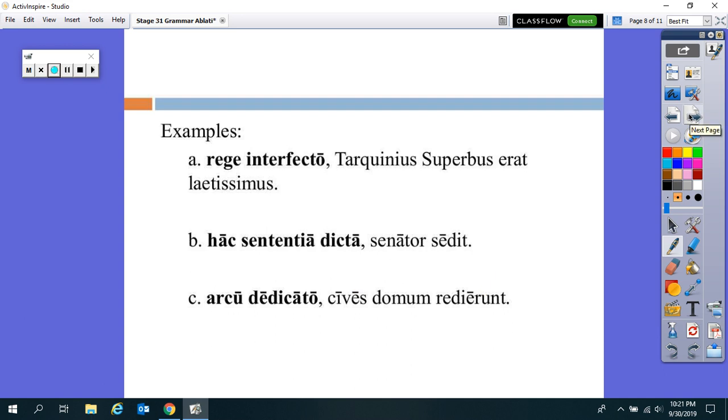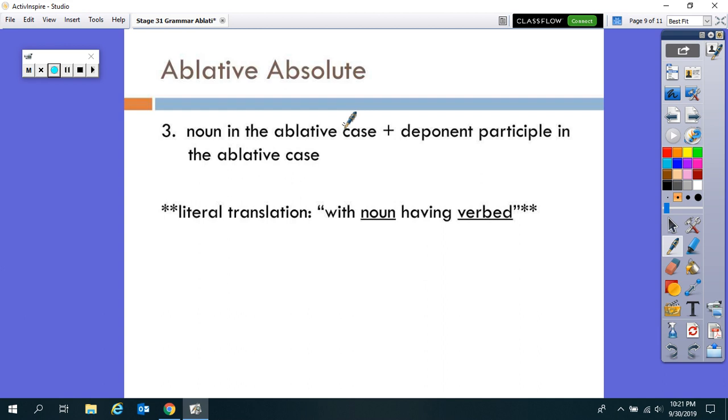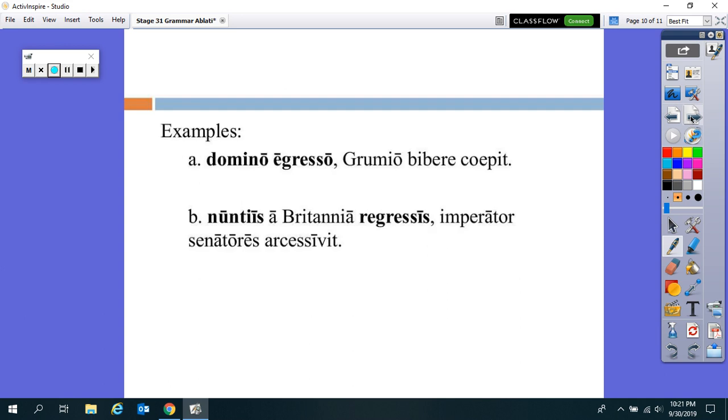Now let's take a look at our third possible combination for an ablative absolute, and that would be, you guessed it, a noun in the ablative case plus a deponent participle in the ablative case, and the translation here would be with the noun having verbed. Examples in Latin: domino egresso, grumio bibere coepit. Sorry, I had to bring Grumio back just for this one sentence. So with the master having gone out, Grumio began to drink.